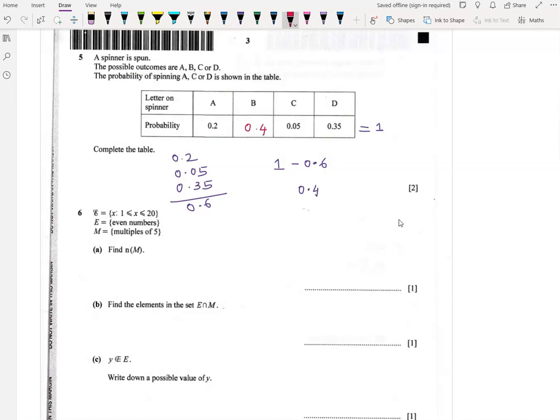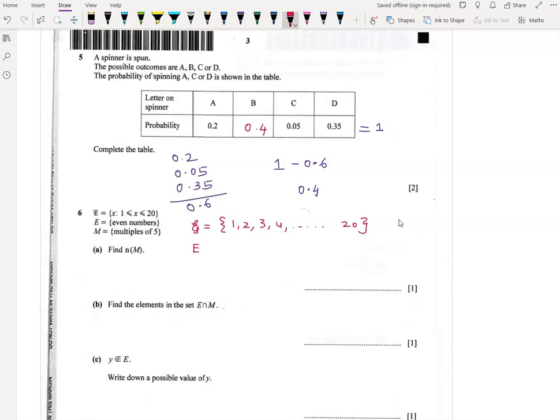Question number 6. Your universal set is starting from 1 up to 20. E is a set of even numbers, M is multiples of 5. So let's write these sets. The universal set is starting from 1 up to 20, and 20 is also included because there is an equal to sign.